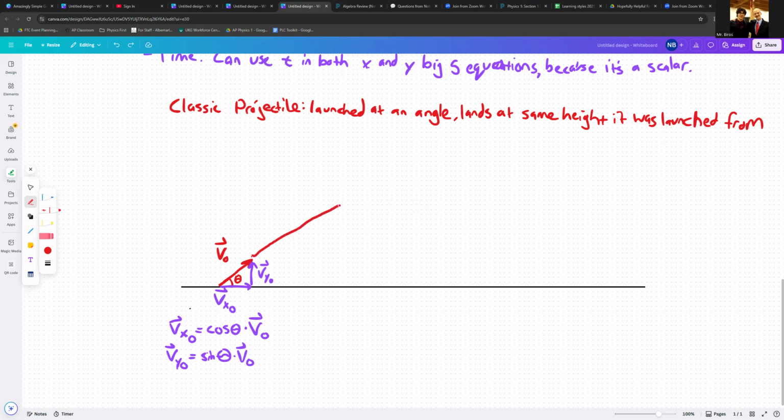Forgive my less than stellar arc, although I've seen worse. Okay, so our object is launched, it travels in an arc through the air, and then eventually lands.